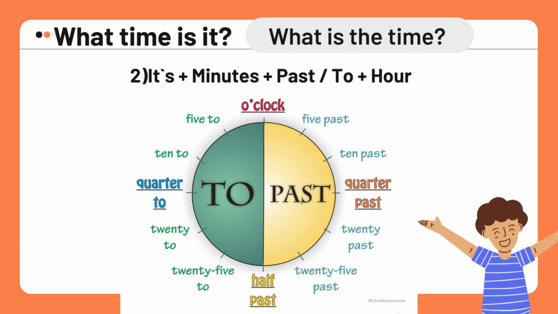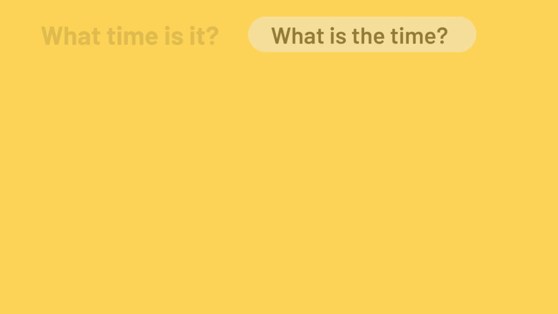So from o'clock to half, this means to 30 minutes, we have to say it plus minute plus past plus hour. And from half, this means from 30 minutes to 59, we have to say it plus minute plus to plus the hour. So we are going to see some examples to understand better.